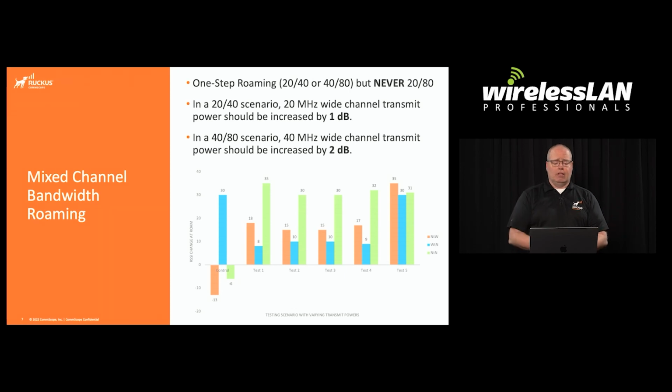And then the other thing that it'll take into account is the power increases. So you're adjusting transmit power: in a 20/40 scenario, you want to increase by 1 dB, and if it's a 40/80, then power should be increased by 2. So the AI RRM will take all that into account and make those adjustments, as needed, and then try to give you the best performance capabilities out there.